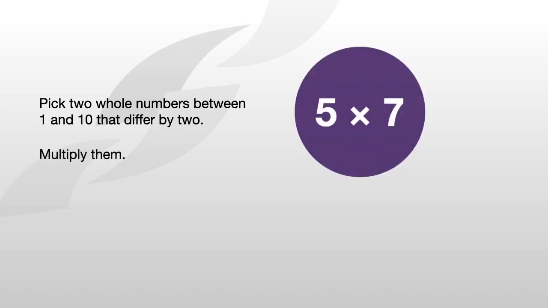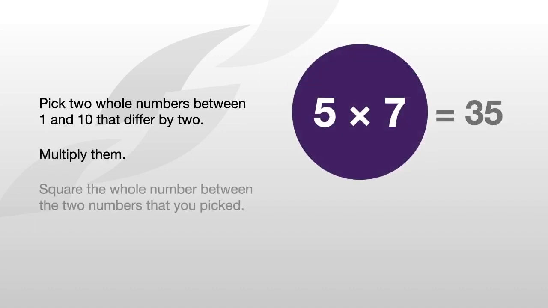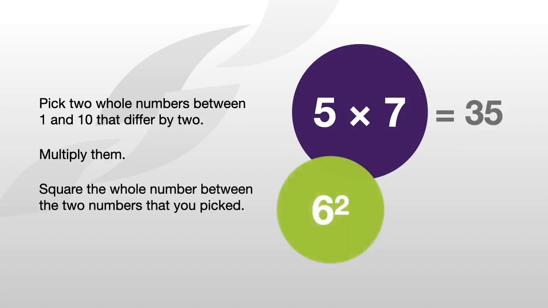Let's begin by playing with arithmetic. Pick two whole numbers between 1 and 10 that differ by 2. For example, I'll pick 5 and 7. Now, multiply them. Next, square the whole number between the two numbers that you picked. For me, that's 6. 6 squared is 36.